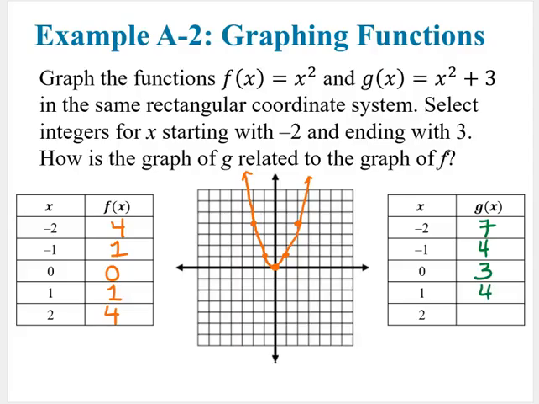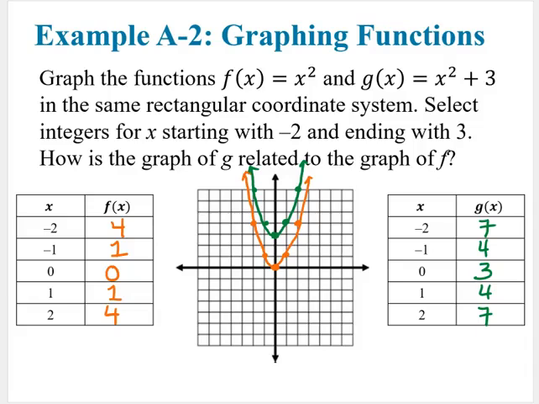Plus 3 is 4. And 2 squared is 4 plus 3, which would give me 7. So notice, again, still symmetric. So plot those points. And notice, it looks like I just took that whole parabola, that f of x, and I just shifted it up 3 points. Took each point here and shifted it up 3 points.